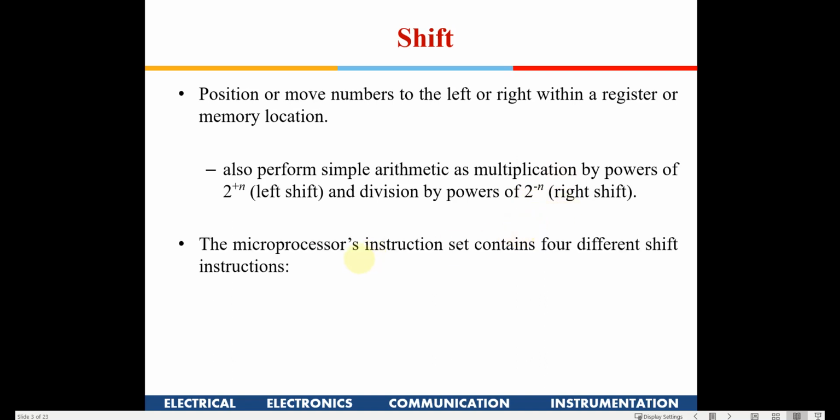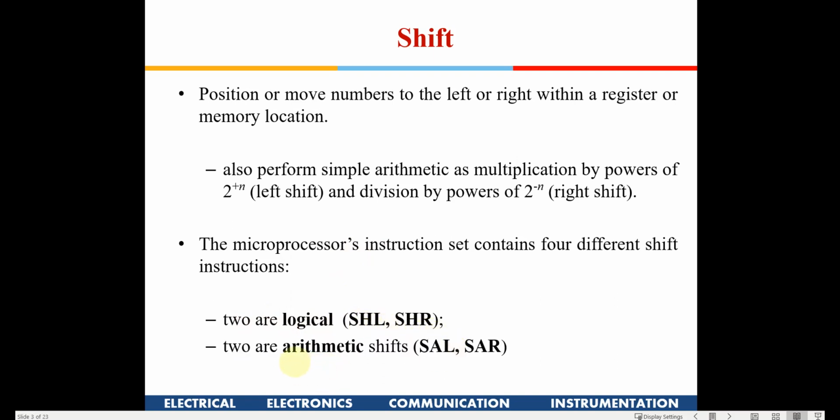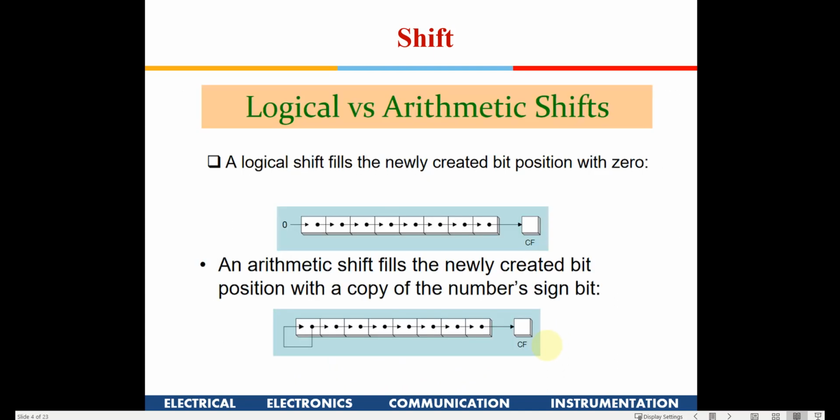The microprocessor instruction set contains 4 different shifts. There are 4 different shift operations. 2 are logical shifts, shift logical left and shift logical right. And then there are 2 arithmetic shifts, shift arithmetic left and shift arithmetic right. So we're going to see all 4 of them one by one.